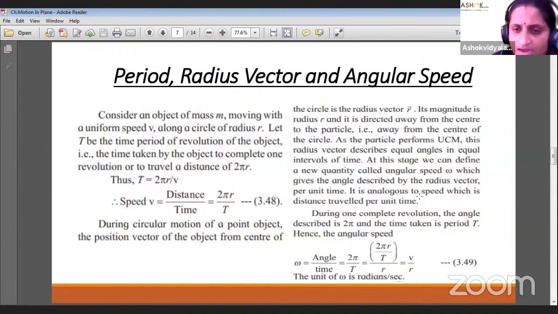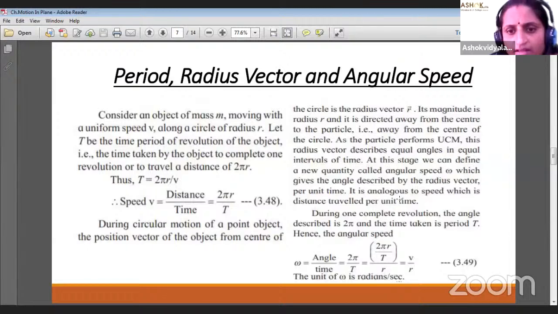Speed in translation motion becomes angular speed in uniform circular motion. The distance is the radius in translation motion, whereas it is the radius vector in uniform circular motion. Again, I will explain what angular speed is.